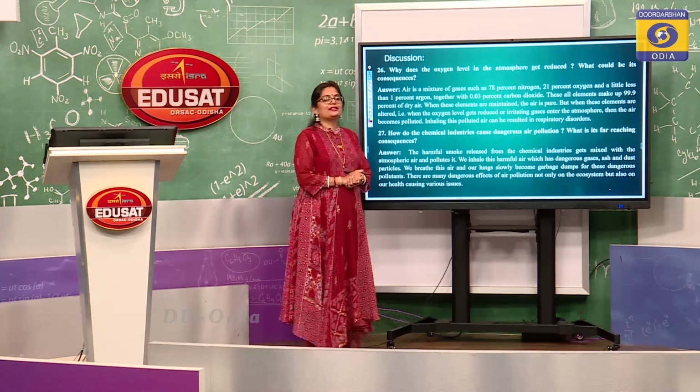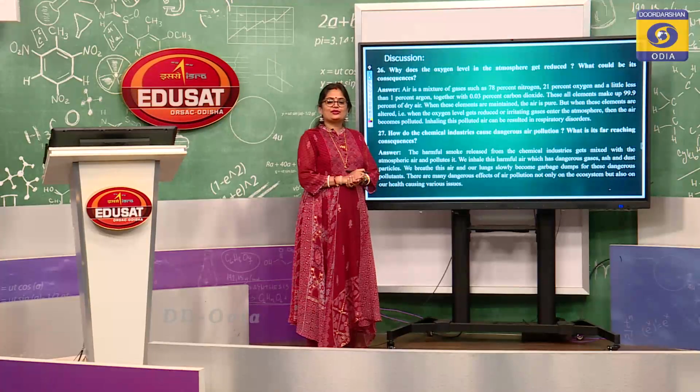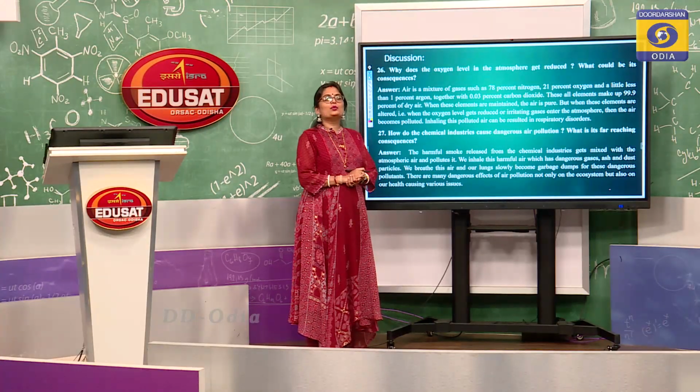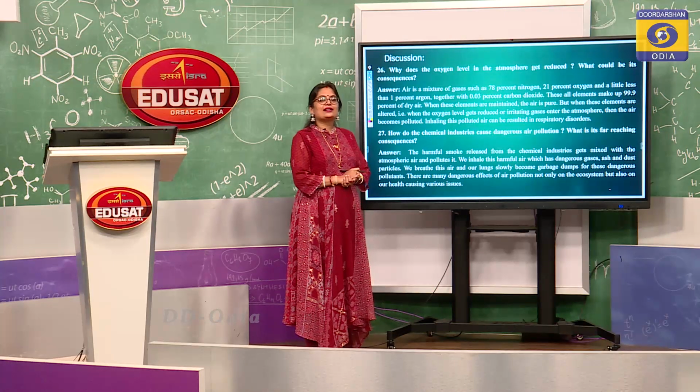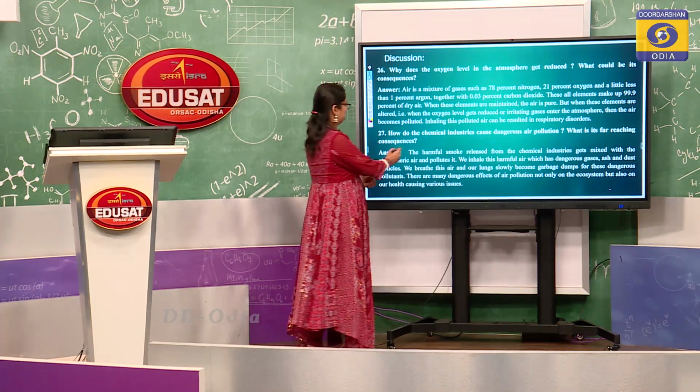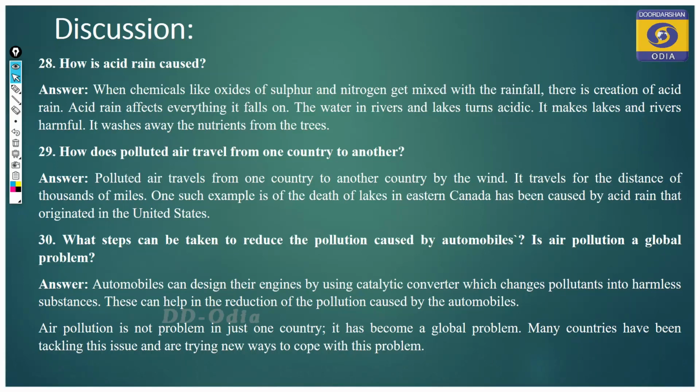Now, children, we discussed the various consequences of air pollution. We must now move on to the next slide to discuss other important questions. How is acid rain caused? Acid rain, as we discussed in the previous slide, is caused when toxic sulfur oxides and nitrogenous gases mix with the rainfall, and there is creation of acid rain. Now this acid rain will fall on lakes, rivers, and a variety of vegetation and cause enormous damage.